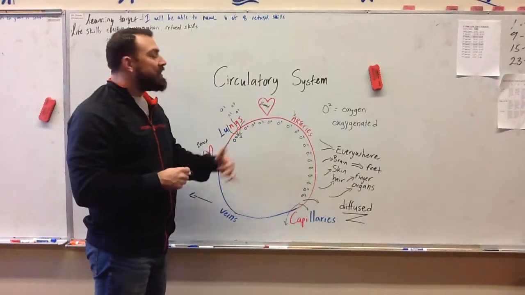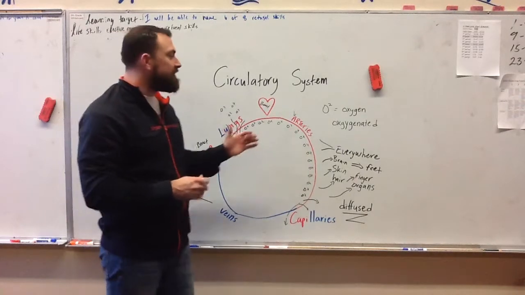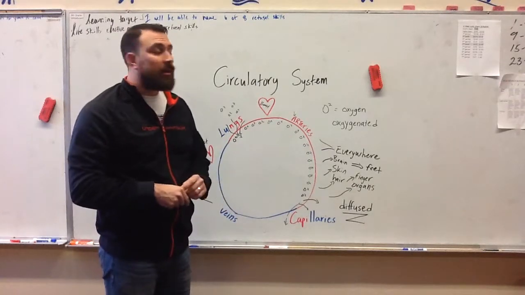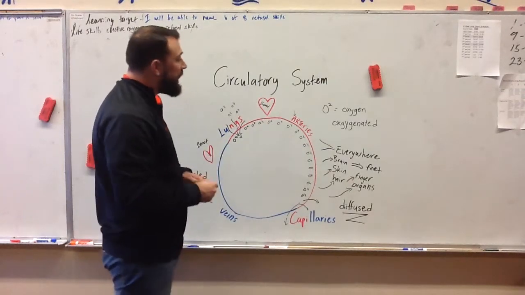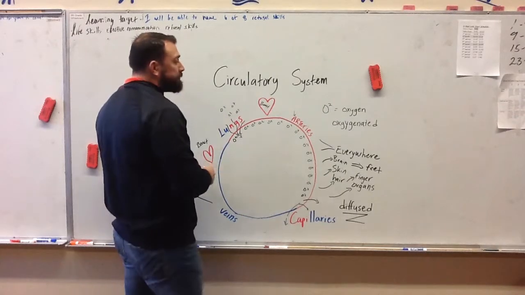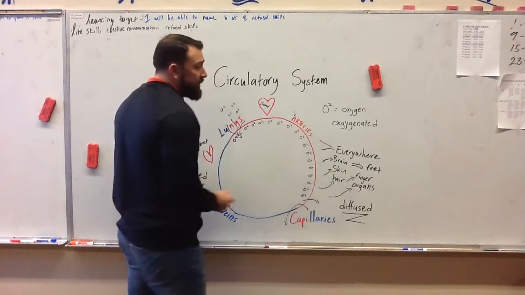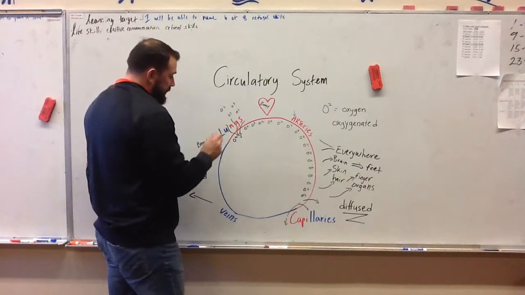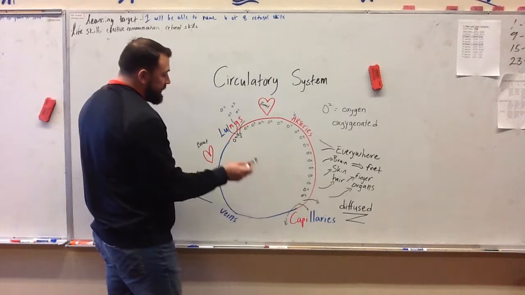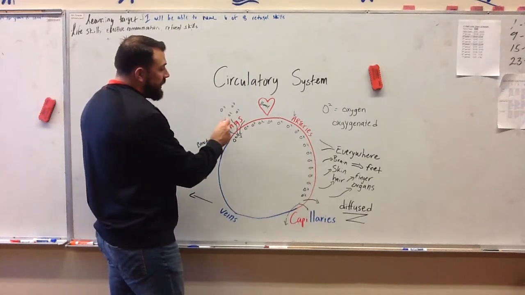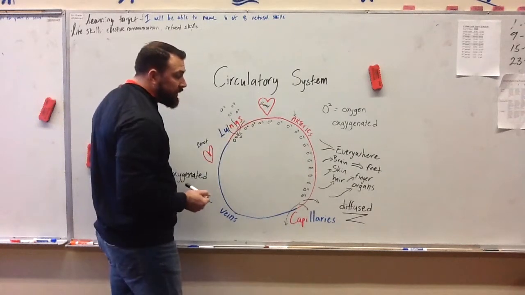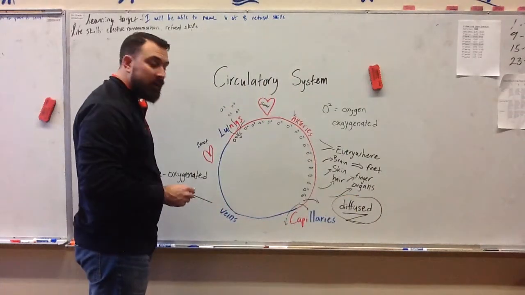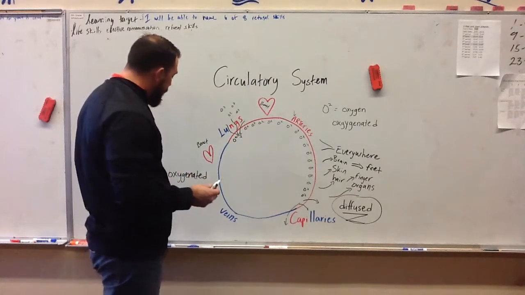There are things that can be added to or taken away from this pretty easily, but this is a very basic understanding of what's going on. If you have questions, you need to write them down. And I expect you guys to have written down that you need to know what arteries are, you need to know what capillaries are, you need to know what veins are, you need to know what your lungs are, you need to know that your heart is a muscle, you need to know the word diffused or diffusion or diffuse, either way you look at it.